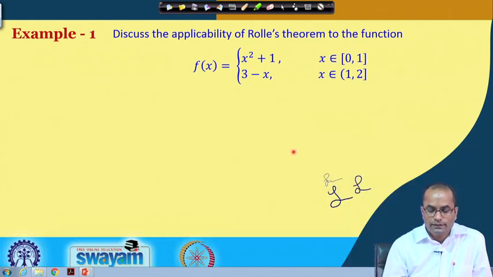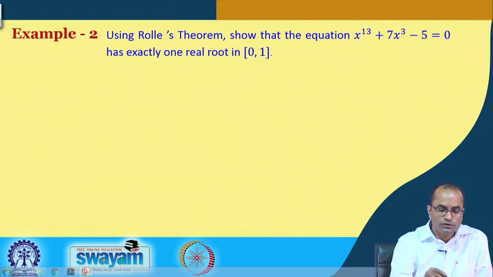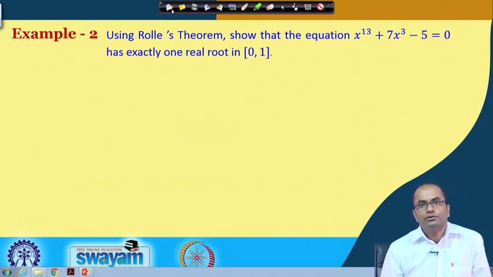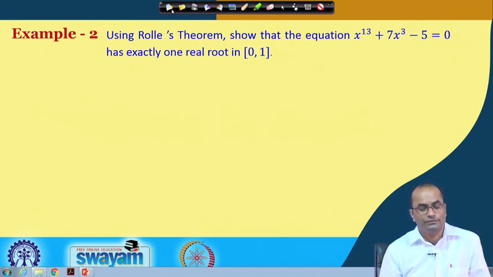And if we take a look here at this plot, then you can again see that at 1 the function is not differentiable, which we have just seen. So, moving further, this is another example which says: using Rolle's theorem, show that the equation x^13 + 7x^3 - 5 = 0 has exactly one real root in the closed interval [0, 1].